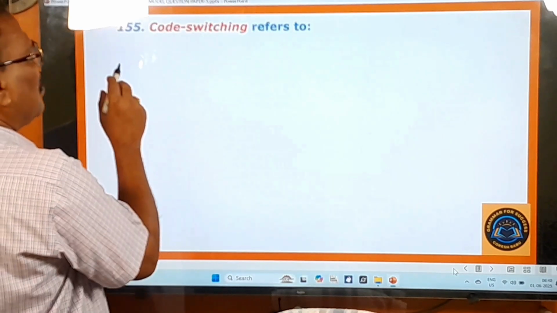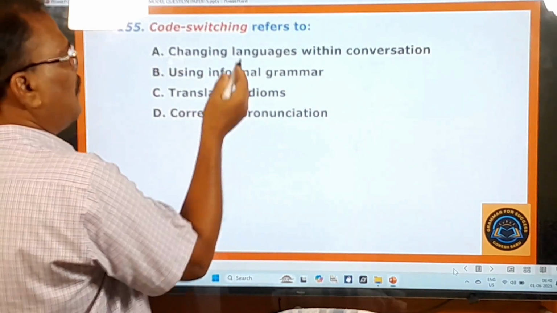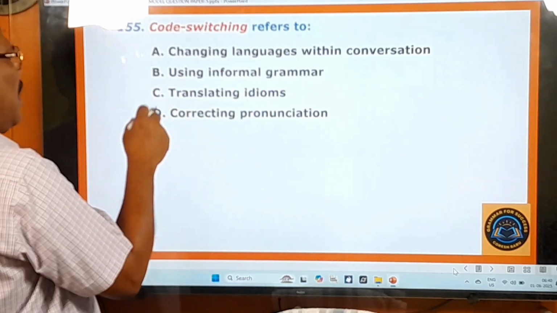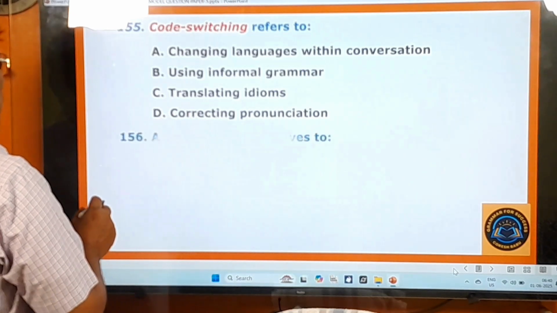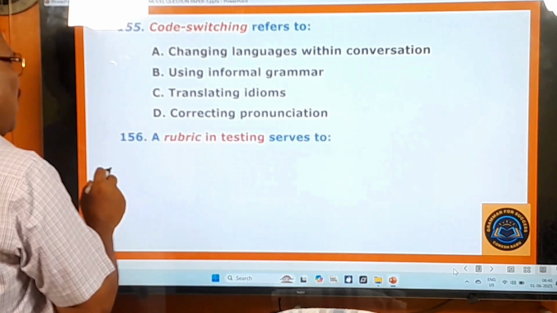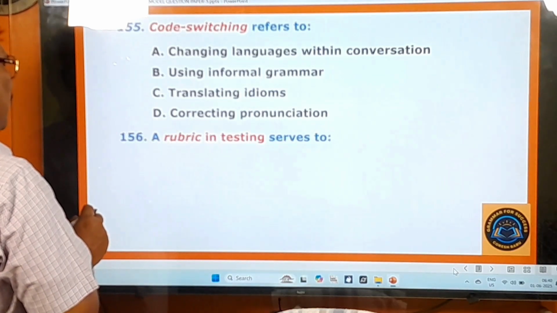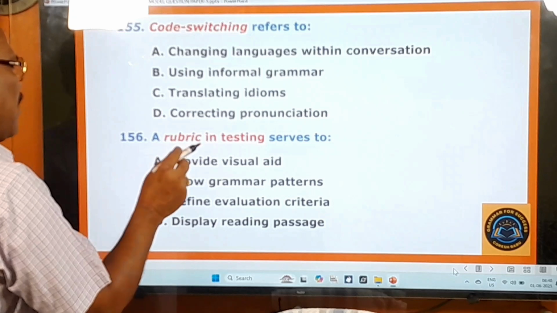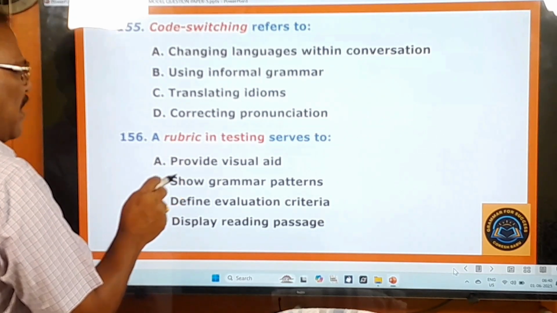155th question, code switching refers to changing languages within conversation, using informal grammar, translating idioms, correcting pronunciation. 156th question, a rubric in testing serves to provide a visual aid, show grammar patterns, define evaluation criteria, display reading passage.